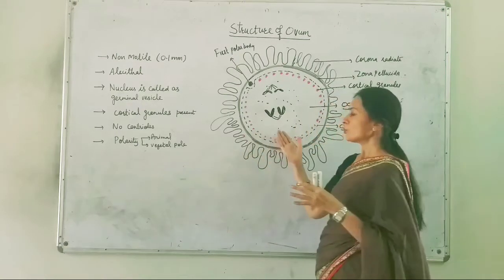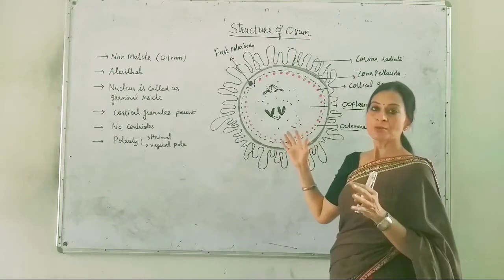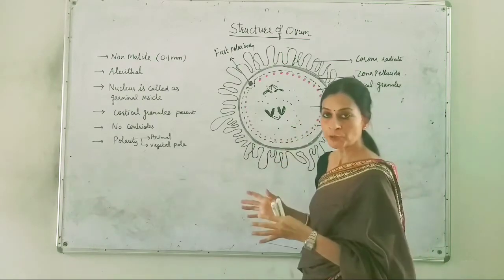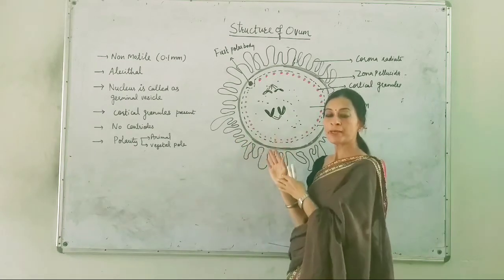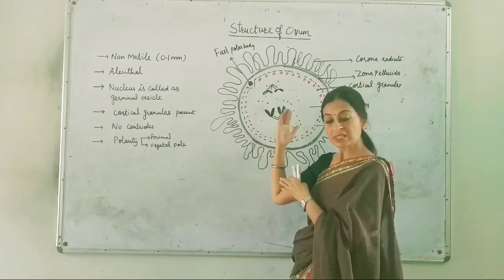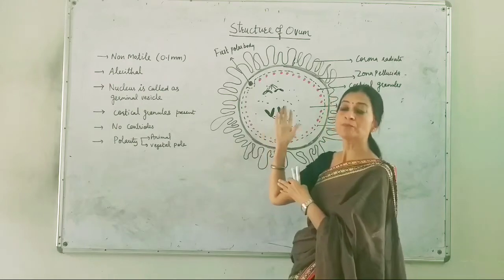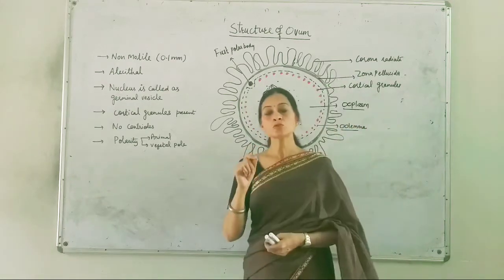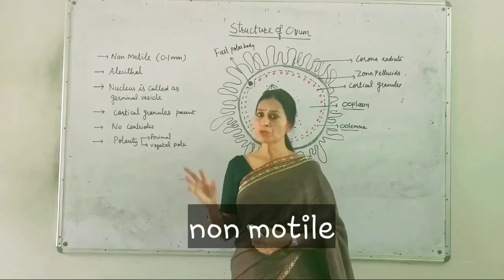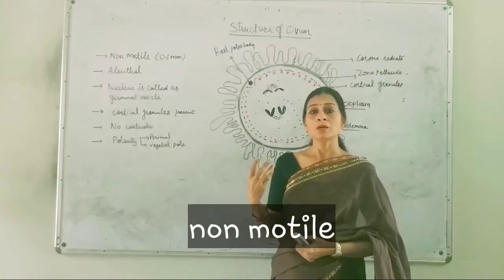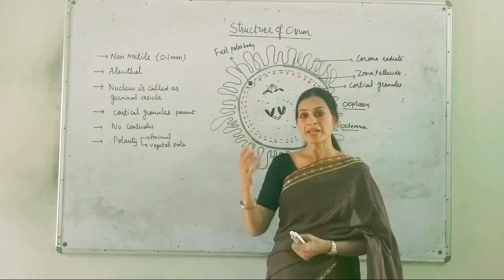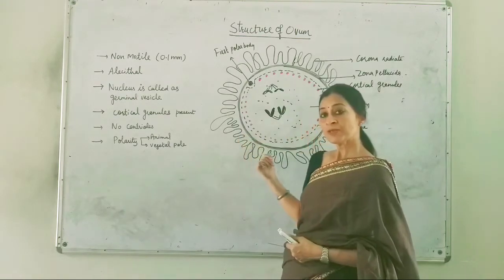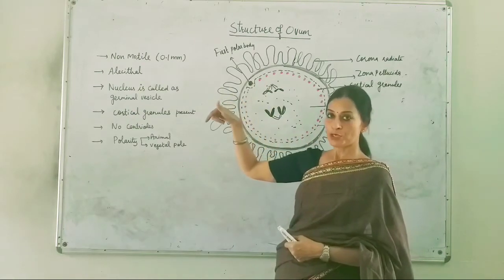Okay, so this is larger because it has a large amount of cytoplasm contributed by its parent cell, that is the primary oocyte. So it is a large cell and it is not a motile structure. It is not going to move because it does not have any motile structure like a flagellum or tail, as in the case of sperms. Where is it present? It is present in the fallopian tube.